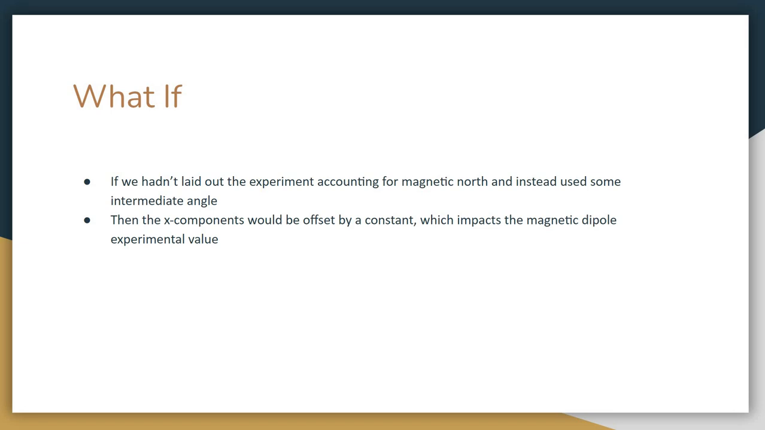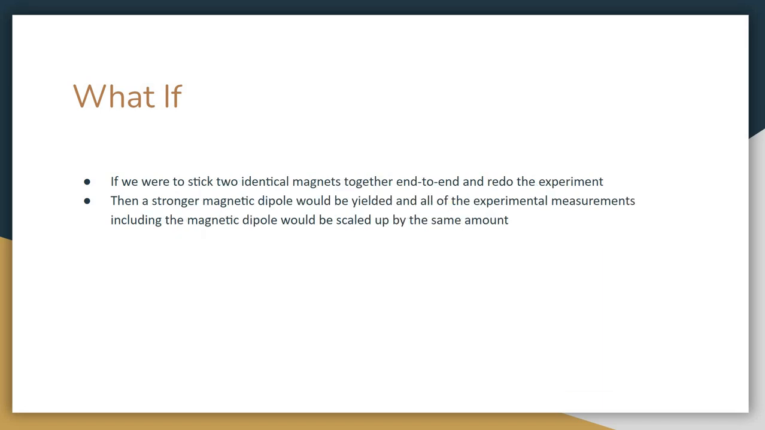And then what if we hadn't laid out the experiment accounting for both the magnetic north and south and instead used just a random intermediate angle? Because we had to position the ruler and the magnetometer and the bar magnet specifically so it was in the north direction, in the north-south plane. If this happened, then the x components would be offset by a constant because you'd be multiplying it by some sort of theta value. And that impacts the magnetic dipole's experimental value that we found.